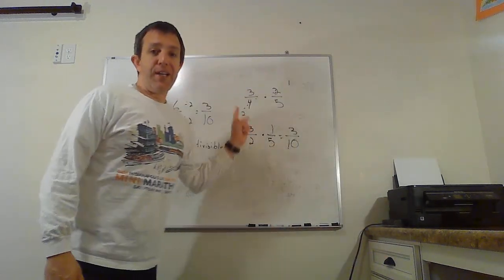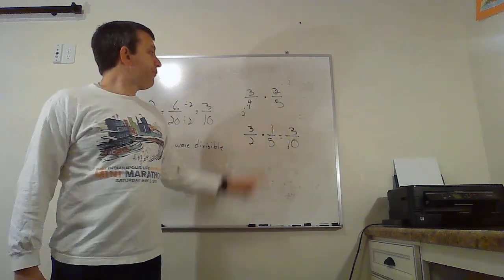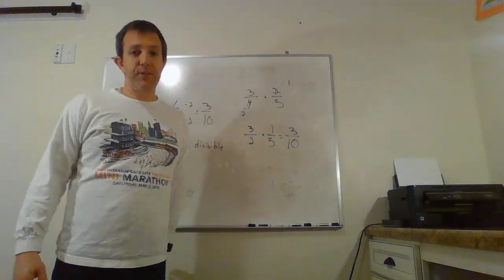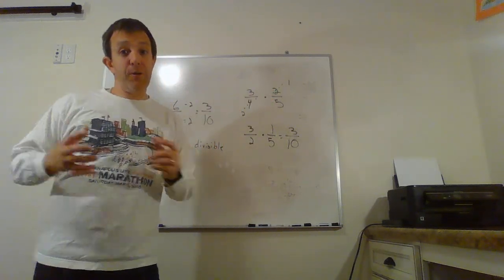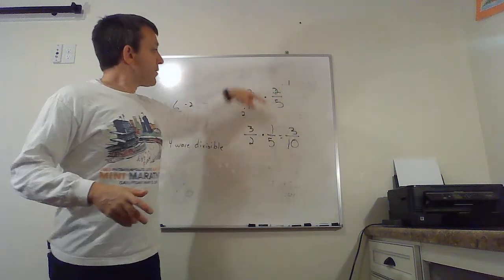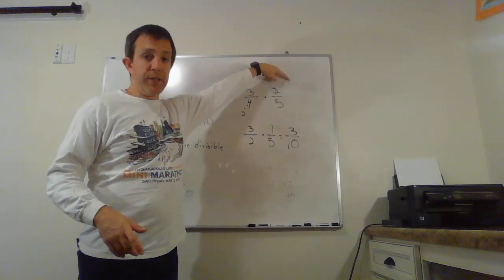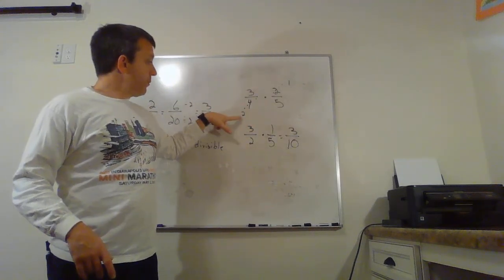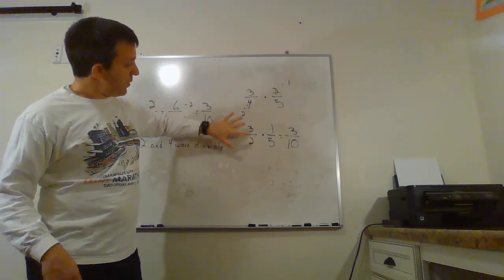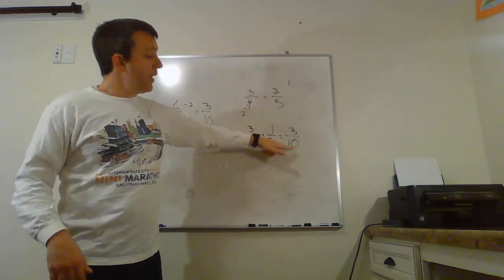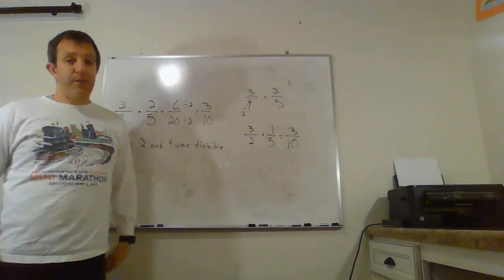So let's take a look. I did the exact same problem over here. 3 over 4 times 2/5. Now what you'll notice is that I crossed out the 2 and the 4 because I noticed that they're both divisible by 2. So I divided 2 by 2 and I got a 1. I divided 4 by 2 and got a 2. And then you can see I rewrote the problem: 3 over 2 times now 1 over 5. And it gives me the exact same answer.